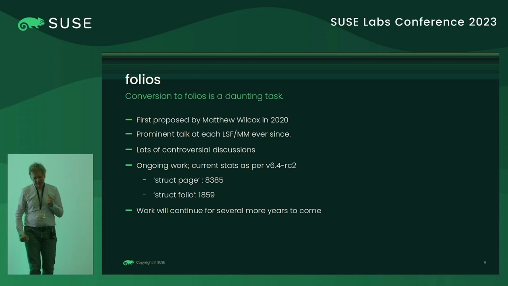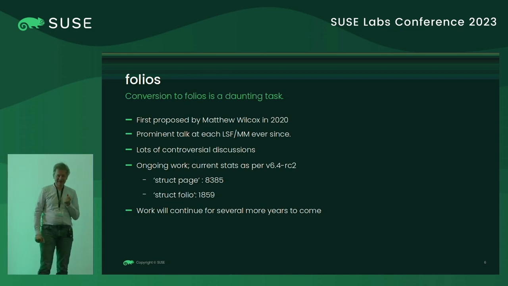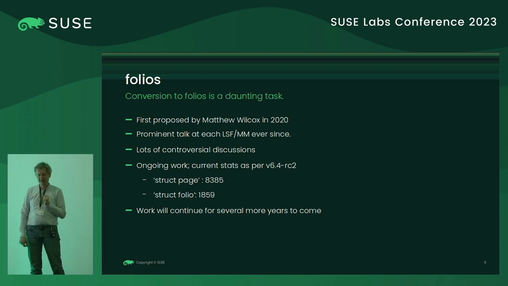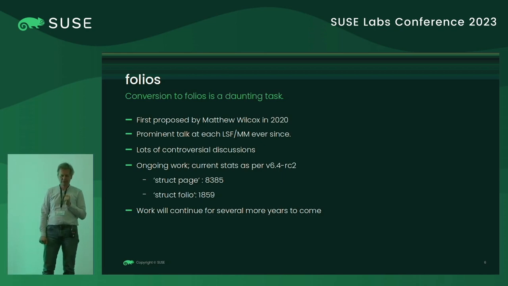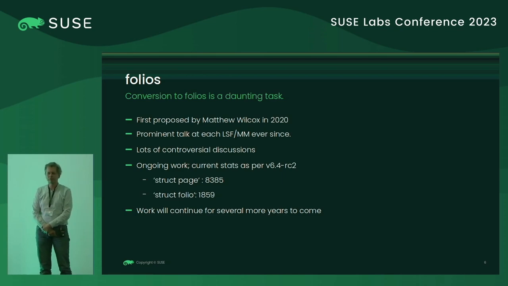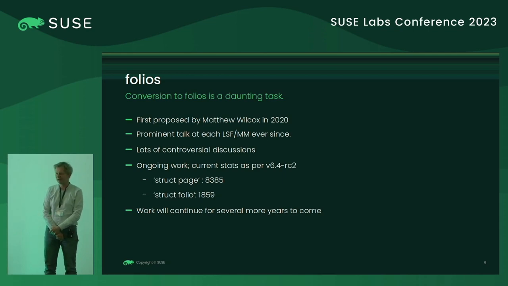As you might imagine, this is not an easy task, because it means that essentially every single reference to struct page has to be converted into a reference to struct folio. This was originally proposed by Matthew Wilcox in 2020 and has been a very prominent feature of every LSFMM ever since. Because, well, you might imagine this causes a bit of discussion. We are just exchanging the most prominent structure in basically the entire Linux kernel. What could possibly go wrong? And so we had lots of fun discussions about that. And, of course, it is still a hard task to do.